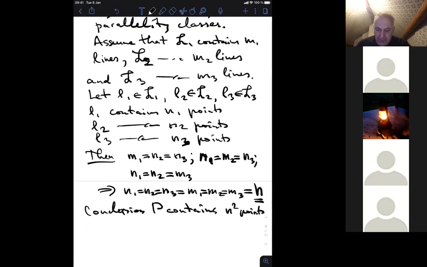Now let's see, what is the next thing to do? We'll be counting lines which contain a given point. We should prove that every point is contained in n plus 1 lines.